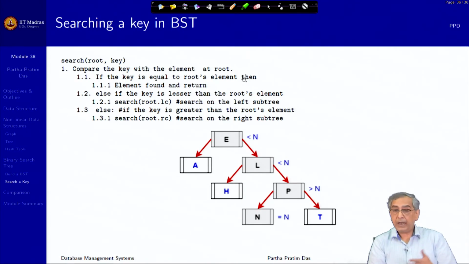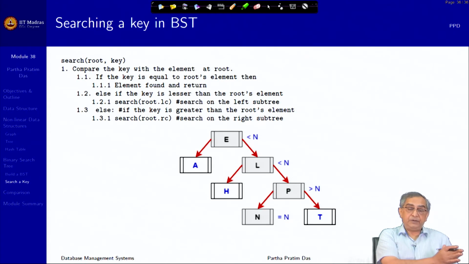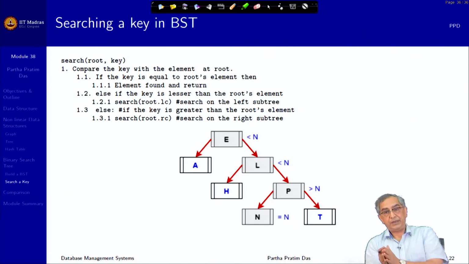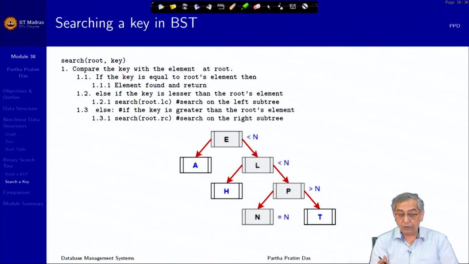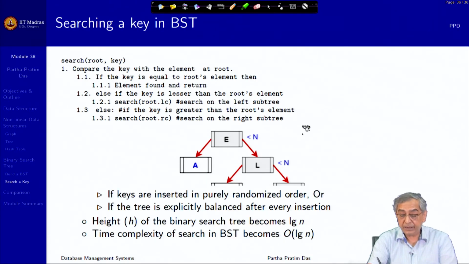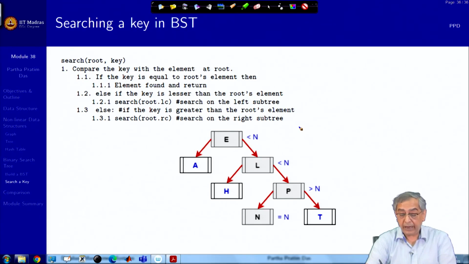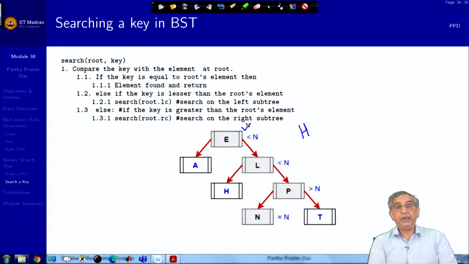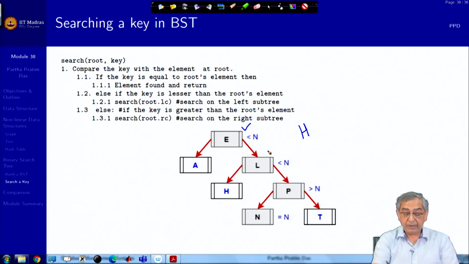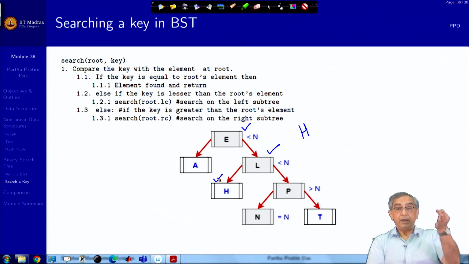Now, how do you search? As I said, it's very simple. You start with the root and compare. If it is equal, you say you have found the key. If it is less, you go to the left child. If it is more, go to the right child. And again, do that same thing. So, to look for H, you compare with E, it is greater, you go to the right child. Compare with L, it is less, you go to the left child. Compare with H, it is equal. So, you say, I have got this node, return that pointer.